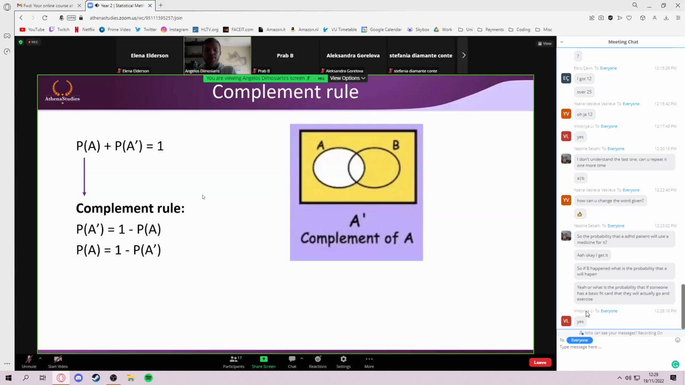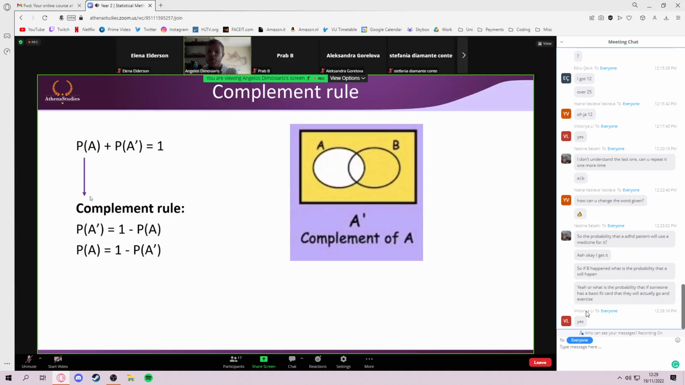So let's first discuss some rules. Let's discuss the complement. So what is that here? This is the probability that an event A will happen plus the probability that all the events that have nothing to do with A, so the complement of A, will happen, equals 1. It makes sense, right? Because we have all the space here. So if we add A and all the other space, we have everything. So we have 1, because the highest value of probability is 1.